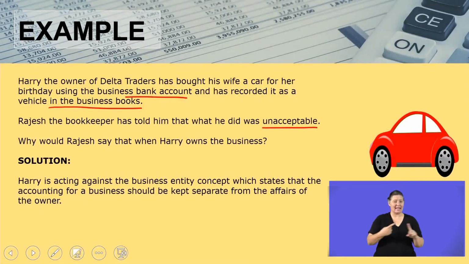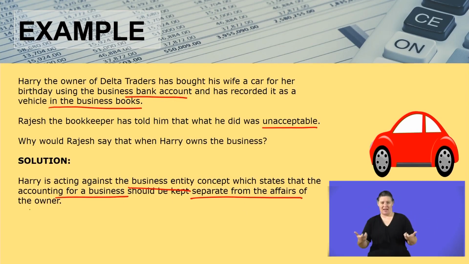I'm going to quickly help you with the solution. I know most of you already have an idea, all right? Now, here is the solution. Harry is acting against the business entity concept, all right? Why would we say the business entity concept? Because the concept states that the accounting for a business, the transactions for a business or the books of the business should be kept separate from the affairs of the owner.